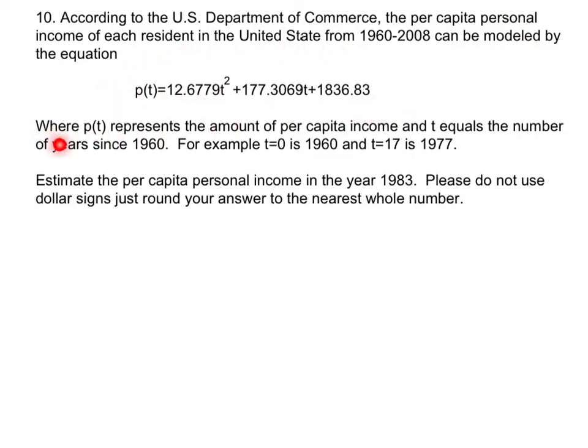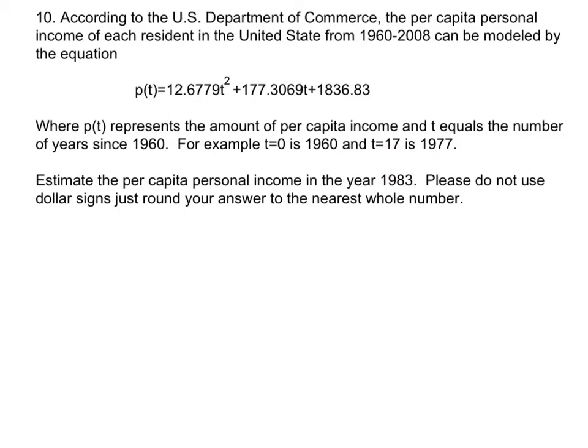The big thing that we want to pay attention to is this section right here where it says P of T represents the amount of per capita income, so how much income each person's making. So P of T, once we plug this in, will tell us the amount of income that each person's making. And T is equal to the number of years since 1960. So if T equals 0, it's 1960 because it's 0 years after 1960. And if T were to equal 17, that would be 17 years after 1960, which is 1977.